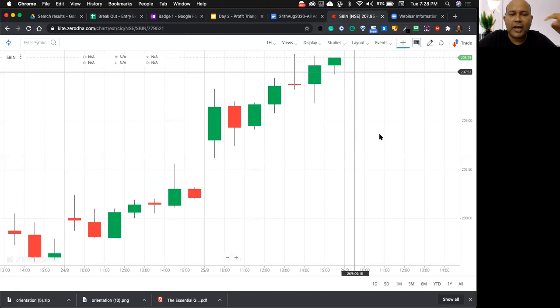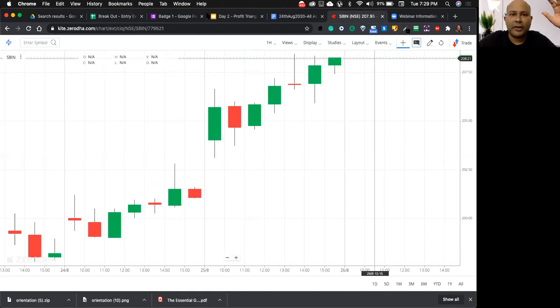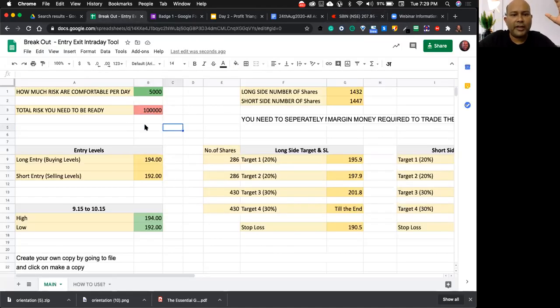Mira is asking how to arrive at the risk, that 5,000 or 10,000. So here is what it is. You can do your quick calculation here. For example, I am okay to take a total risk of say 1 lakh. In that case, my per day risk will be 5,000 rupees. For example, if somebody can take say 10,000 or so.